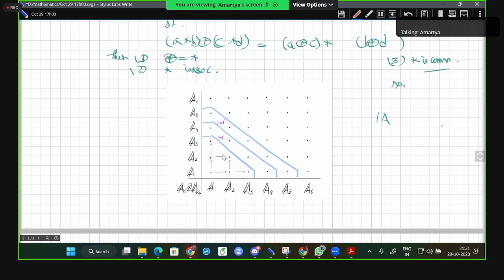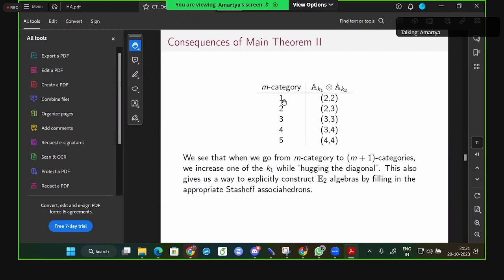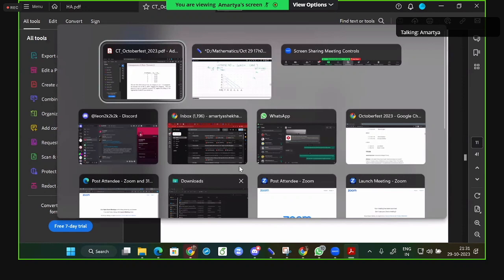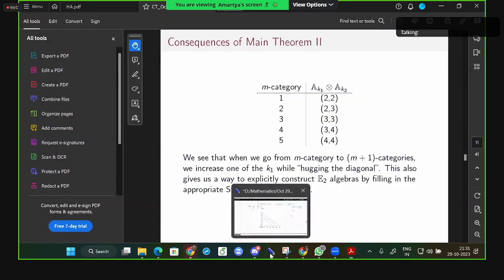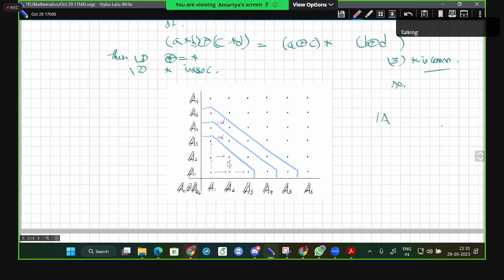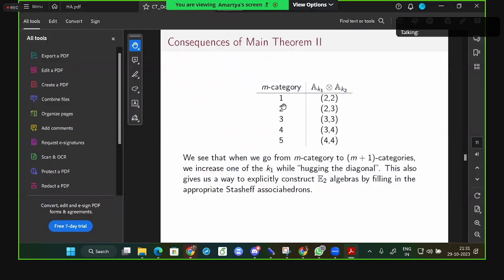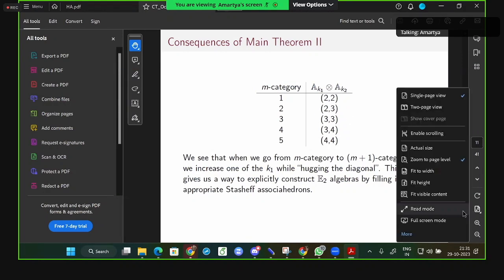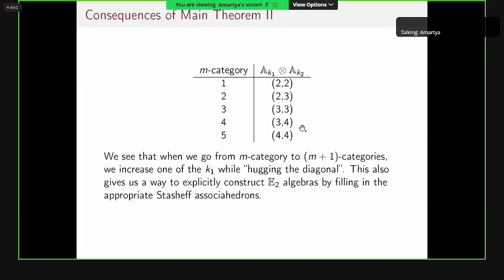So here, comparing it, for the one case you have 2 and 2. You think of having a staircase. So this is 2, 2. This will be the one case. Then you move on here, and that will give you 2, 3 for the 2 categorical case, and 3, 3, and so on. So you get the idea. That's basically the generalization.